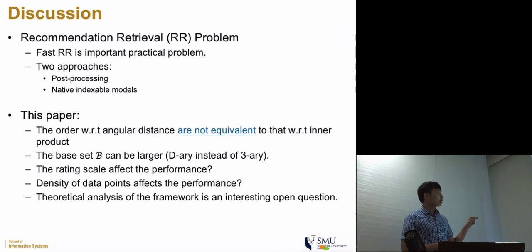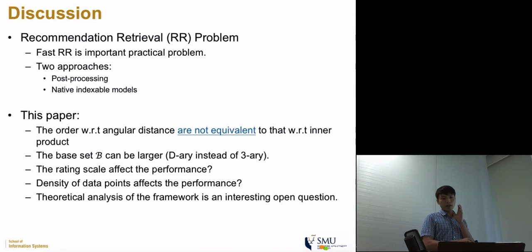So a couple of things in this paper which I found unreasonable. The first one is that the order of items with respect to angular distance is not equivalent to the order with respect to the inner product. So if you compute the inner product between the user vector and all the items, the order is not the same as the order you get if you use the angular distance, because the two metrics are not equivalent. That's the first problem.